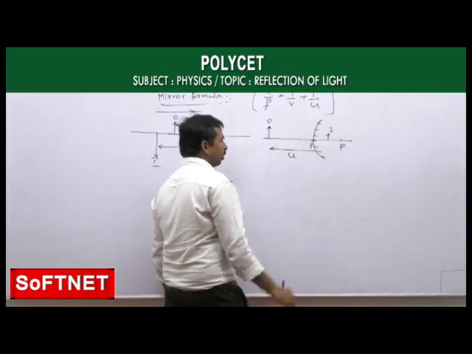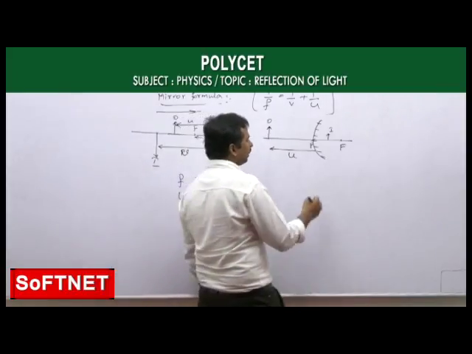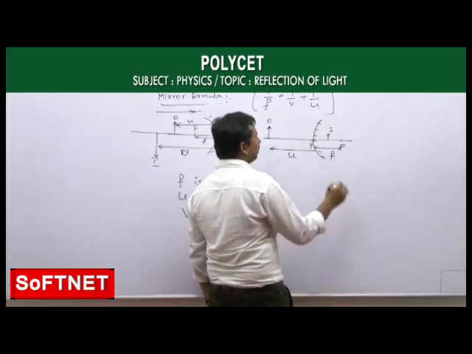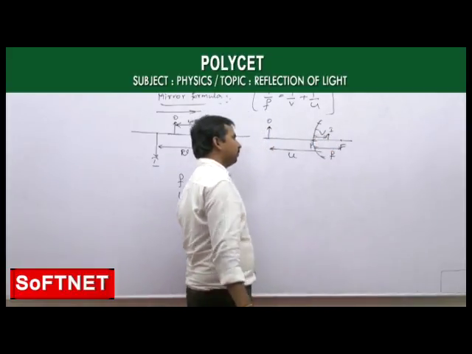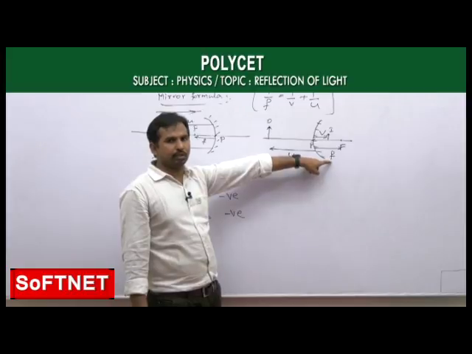So that's why the object distance from the pole to the object, u, is the object distance. Starting from the pole to the focus, that is the focal length. And starting from the pole to the image, we call that the image distance, v. So u, v and f, these are our distances there.